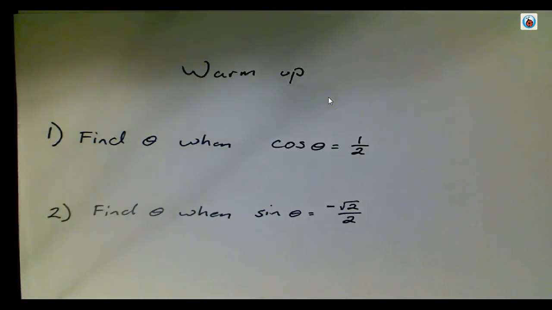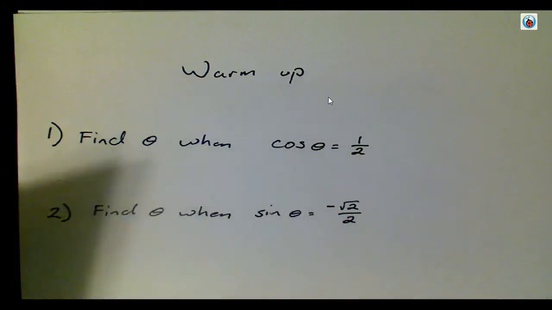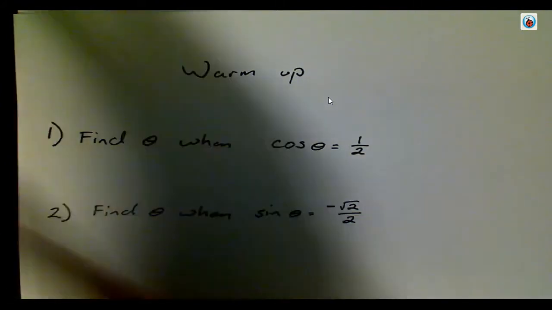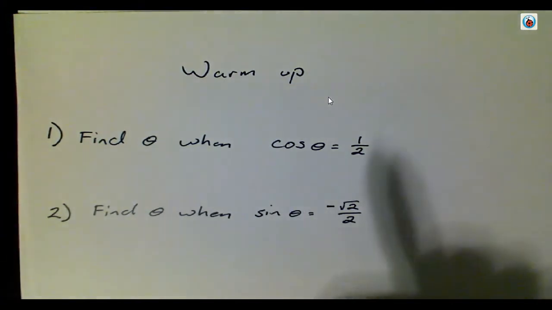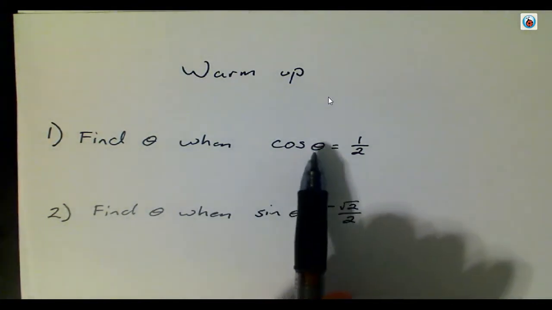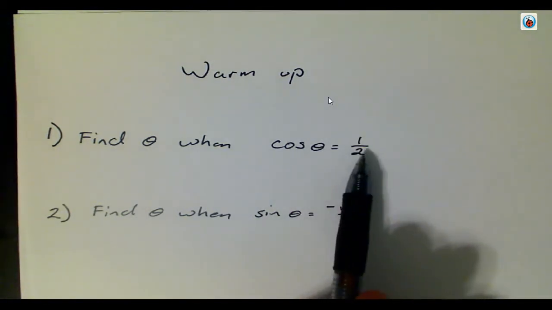Alright, on this warm-up, I just kind of want you to first off realize these are not inverse problems. We do not see the inverse notation, okay? So in this problem we are actually looking for theta for every single time that cosine is 1/2.